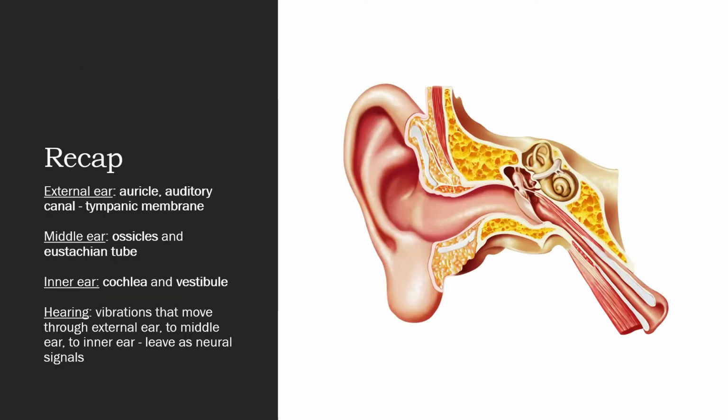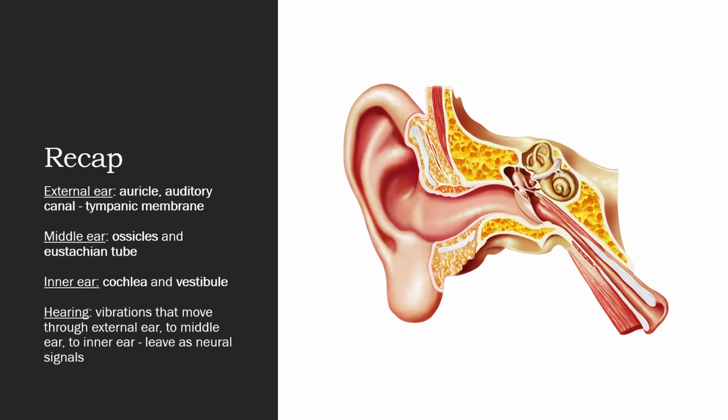To recap this lesson, we need to remember all of the structures and functions of the different sections of the ear. In order to do that, I will quickly go over each section of the ear and hearing as well. For the external ear, it is made up of the auricle and the auditory canal, and the auditory canal ends at the tympanic membrane. For the middle ear, it contains the ossicles, which are 3 tiny bones that help us hear. The middle ear also contains the tympanic membrane and the eustachian tubes. For the inner ear, it contains the cochlea and the vestibule, which both have their own unique structures.